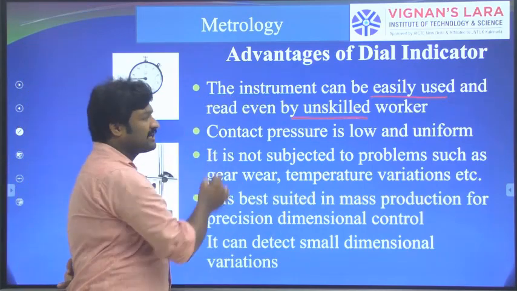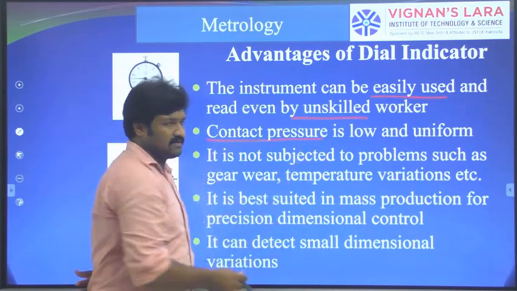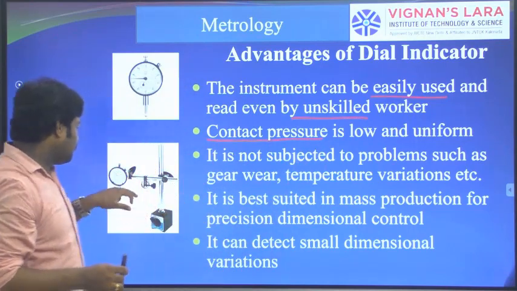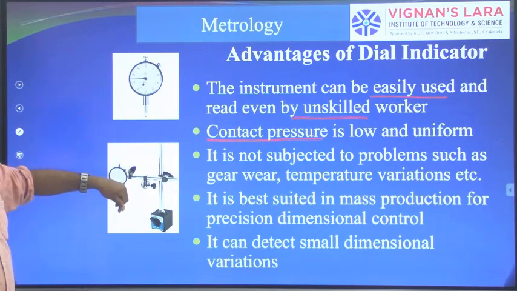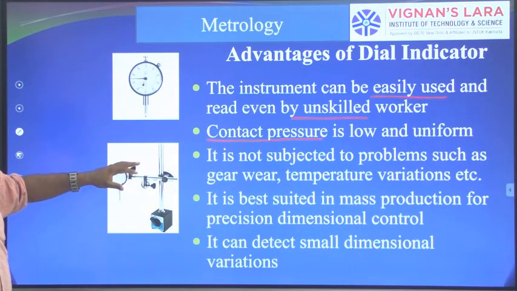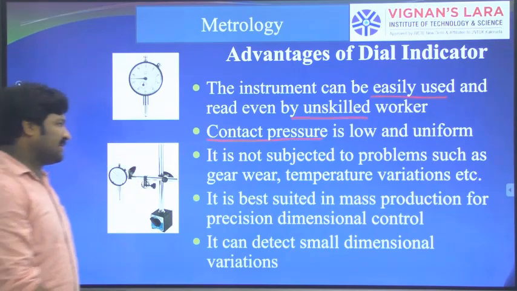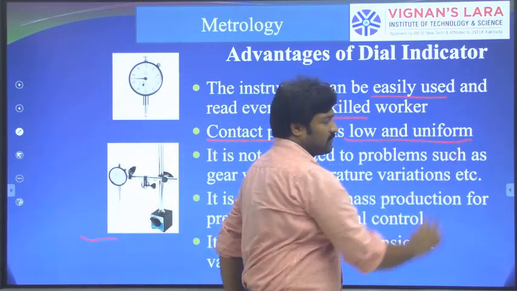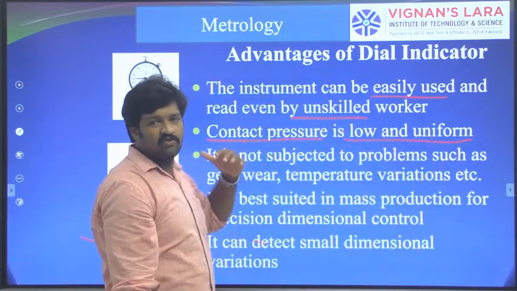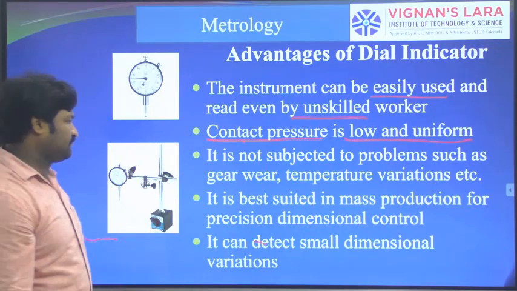So next, contact pressure is low and uniform. Here below this stylus, we are going to place a component. The pressure is applied on the component. It does not create any scratches or deformation on the surface. Why? Because the contact pressure is low and the pressure is also uniform. So due to uniform pressure throughout the component, it will show uniform as well as accurate readings.